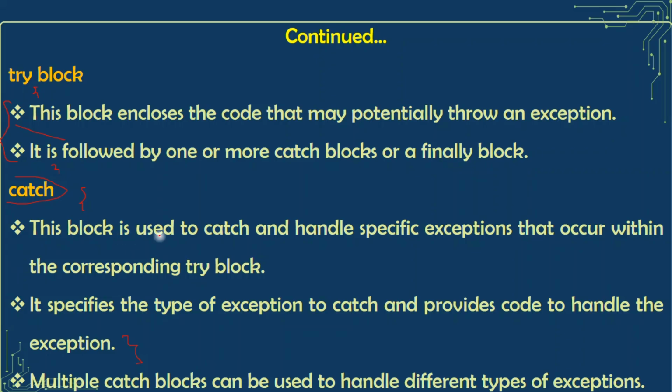This catch block is used to catch and handle specific exceptions that occur within the corresponding try block. So it specifies the type of exception to catch and provides code to handle the exception. Right here, multiple catch blocks can be used to handle different types of exceptions. So a single statement may potentially throw more than one exception. So we are going to have what? More than one catch block.